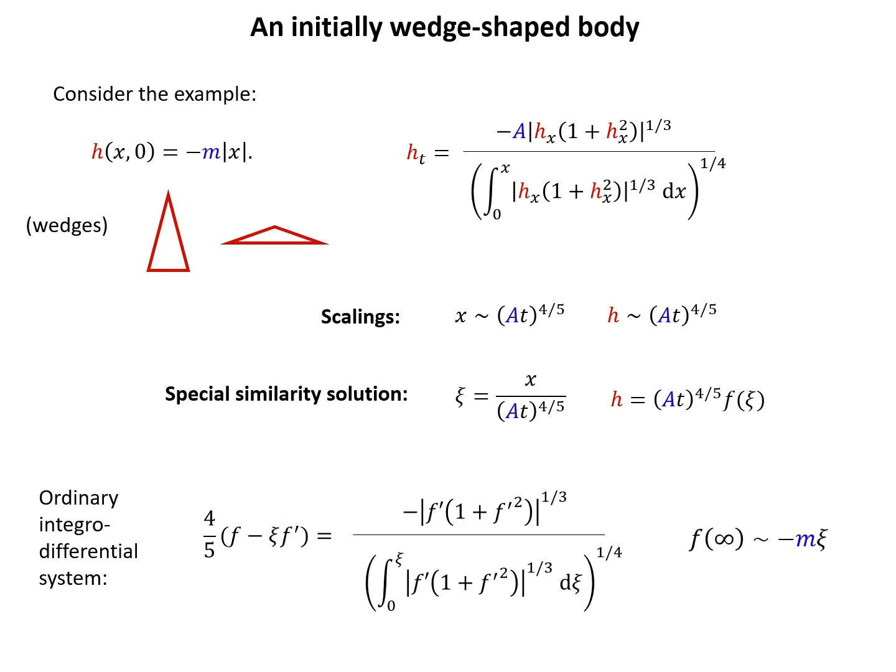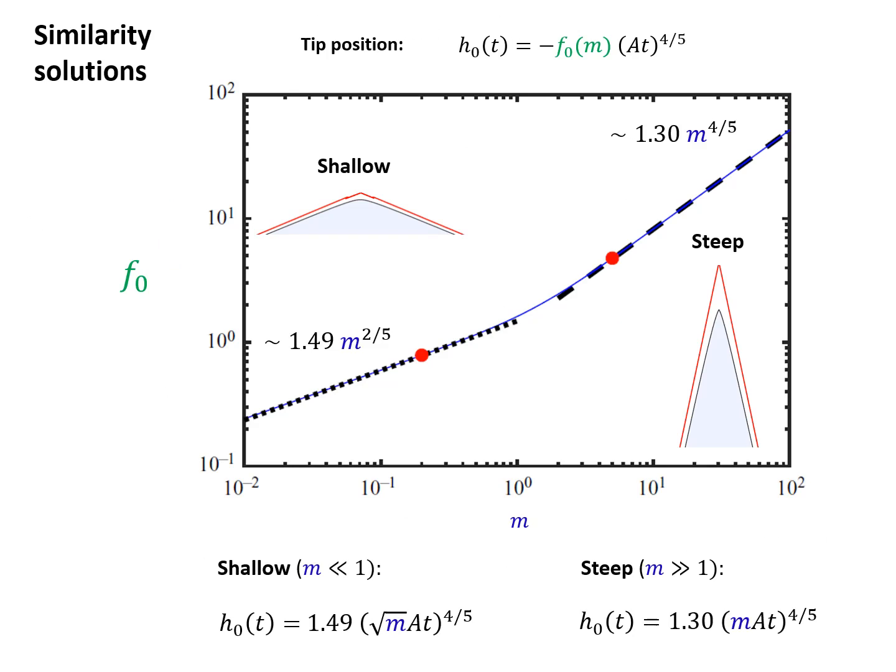A nice place to start with considering the evolving forms is the case of an initially wedge-shaped body. The reason for that is that this is a special case that admits similarity solutions that apply for all times. You can deduce that by doing a similarity scaling analysis of the governing equations and this initial condition. What you find is that both the horizontal and vertical dimensions scale as t to the 4/5. If you transform the PDE in terms of these variables, you get this ODE at the bottom here, or integral differential equation. We generally solve this using a shooting method. There is a different similarity solution for every value of m.